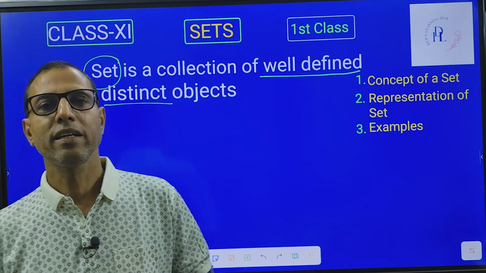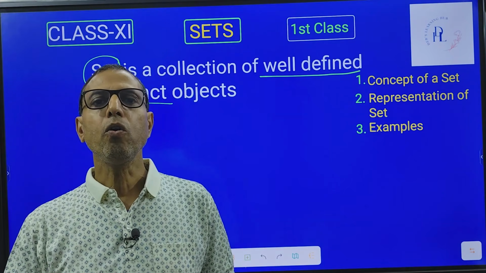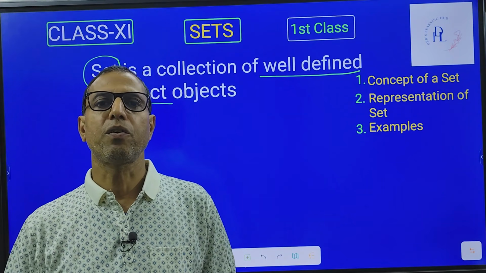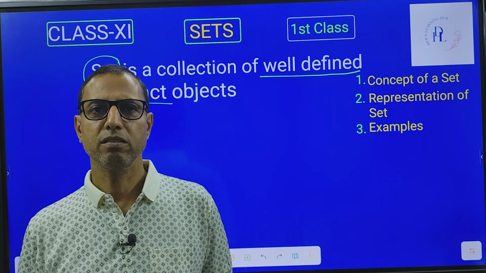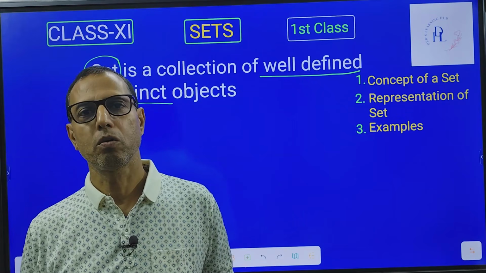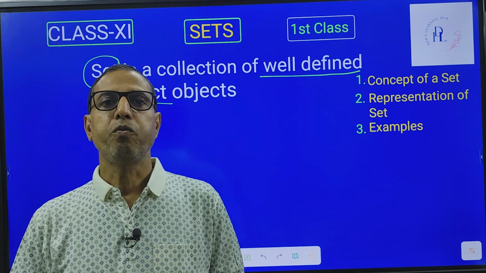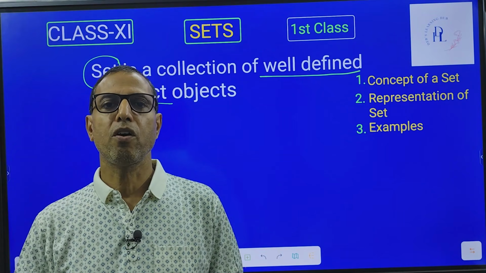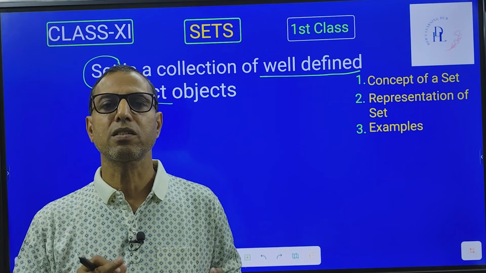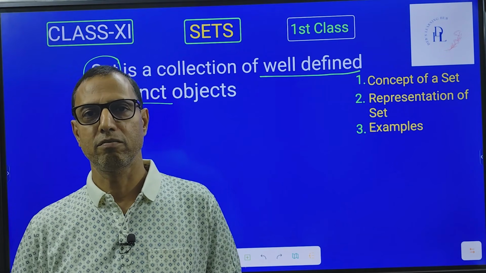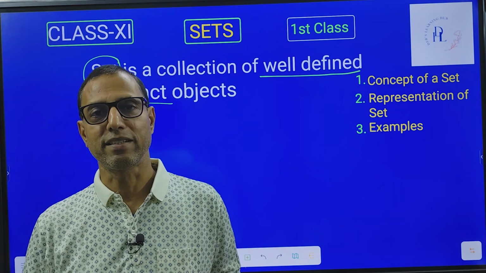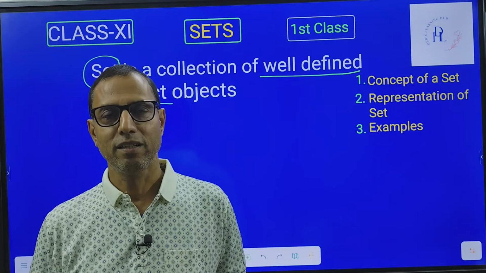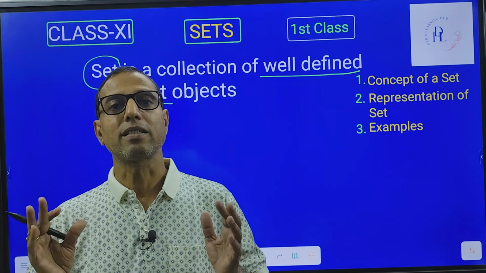If I say all good students from class 5 to 10 in a school, is it well defined? No. But if I say first boy of all classes from 5 to 10, that means it is well defined and distinct, right? So this is the concept of a set.